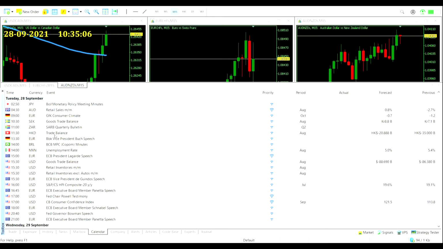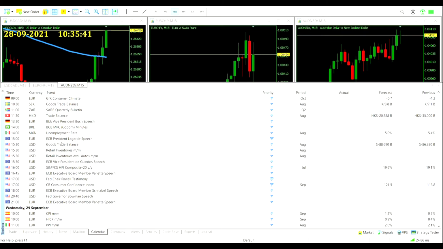Nothing really that's going to affect us as we go, but here's some of them. You've got 10:30 Swedish trade balance. That should have come in 5 minutes ago. 11 o'clock South African Rand quarterly bulletin. 11:30 Hong Kong dollar trade balance. 2 o'clock, Mexican peso unemployment rate there.